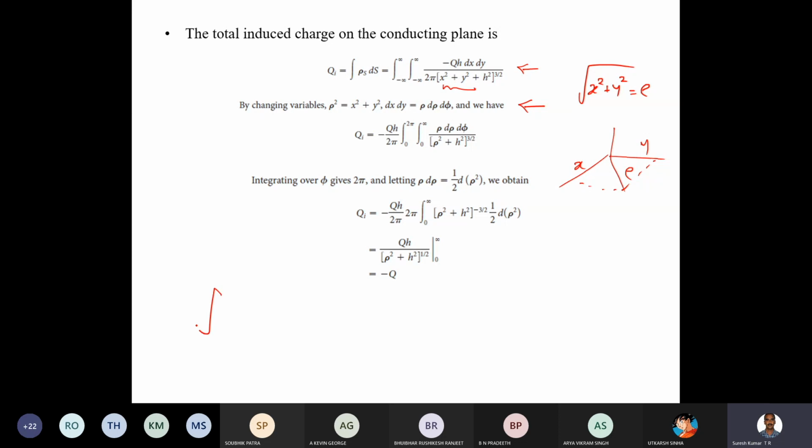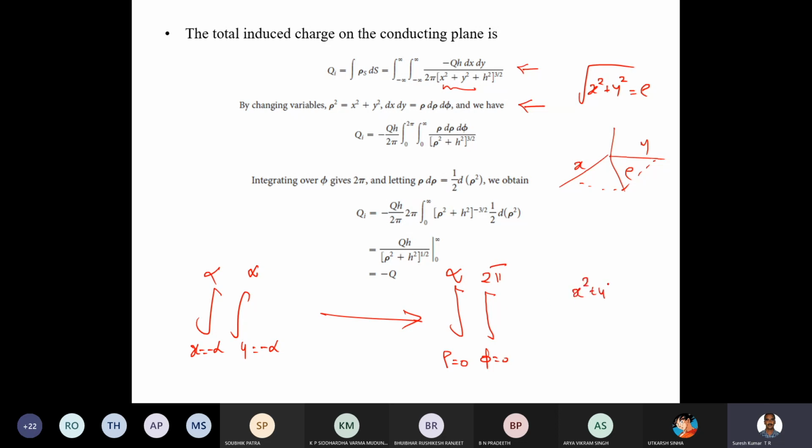So I will write it again. So x is from minus infinity to plus infinity, and y is from minus infinity to plus infinity. This is what is in the Cartesian coordinate system. Now we have converted into the cylindrical coordinate system. In the cylindrical coordinate system, it will be rho and phi. So the radius will be from 0 to infinity and phi will be from 0 to 2 pi. Inside, what you need to do is replace x square plus y square with rho square. That's all.